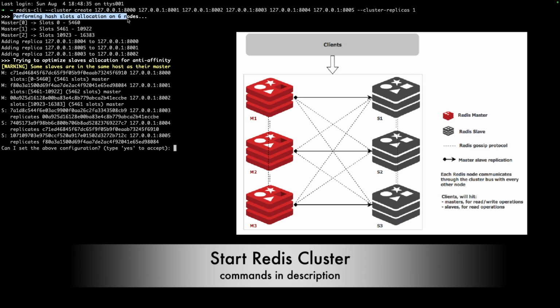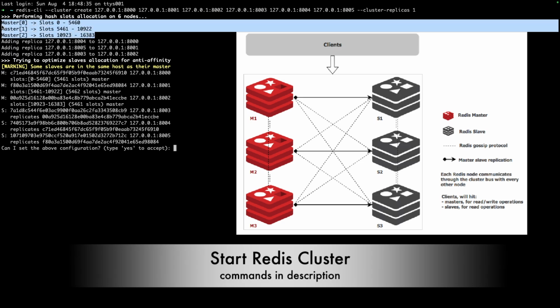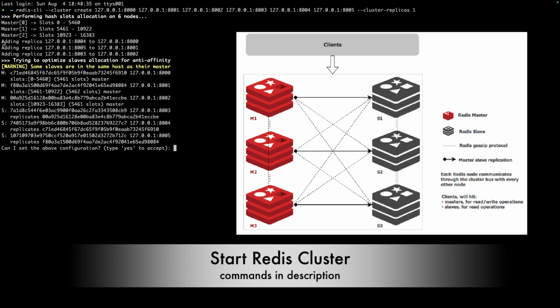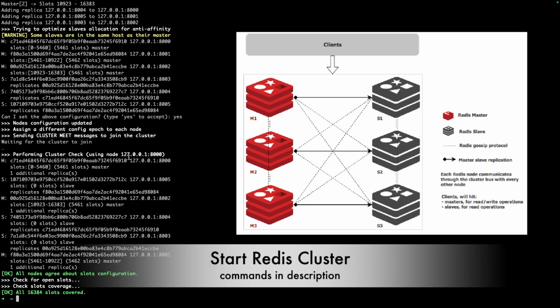And as you might be aware, in Redis we have slots 0 to 16383. So you can see in the log these slots are getting distributed among the 3 masters, and we have 3 replicas. Every replica is pointing to an individual master. Next we see a prompt: can I set the above configuration, type yes to accept. So if we agree on these nodes being masters and these nodes being slaves, then we just go ahead and say yes. And once we say yes, our actual cluster startup starts.